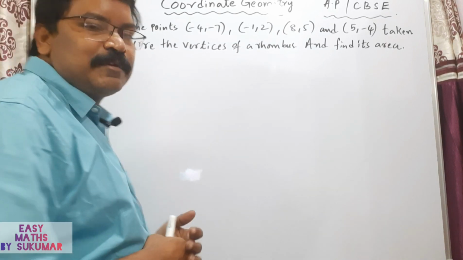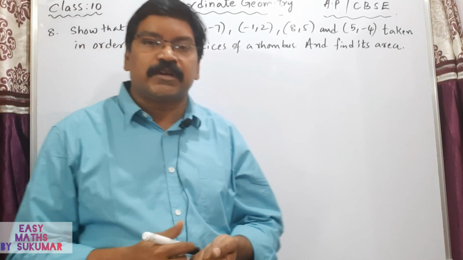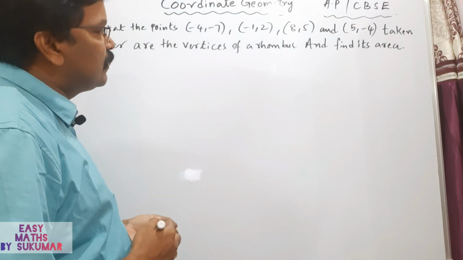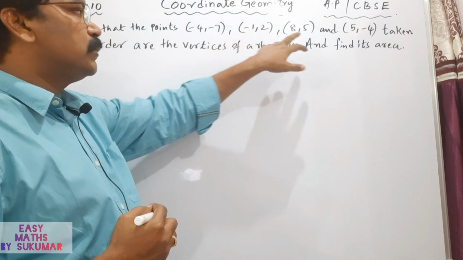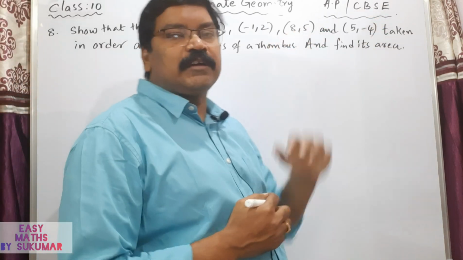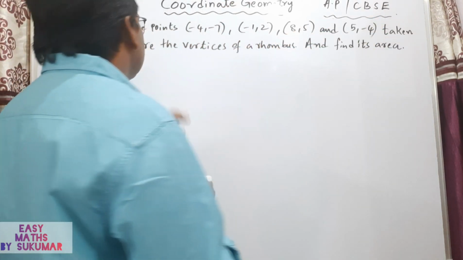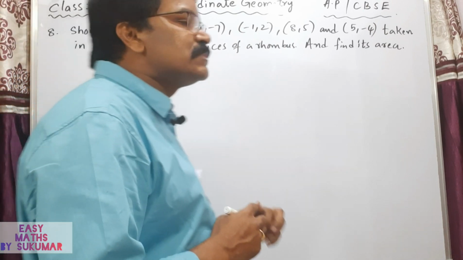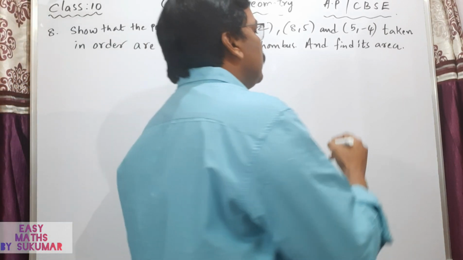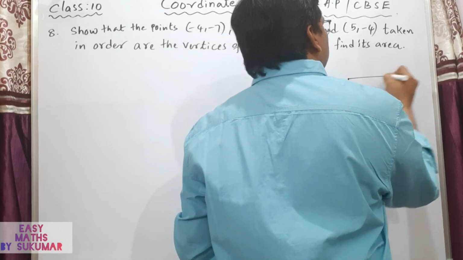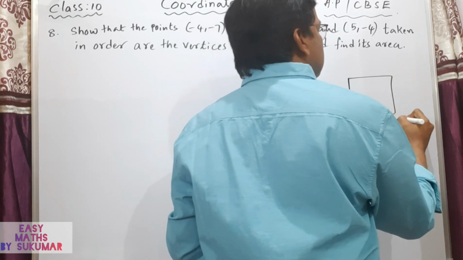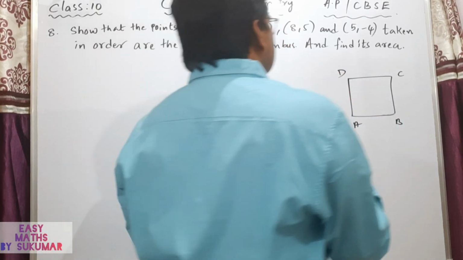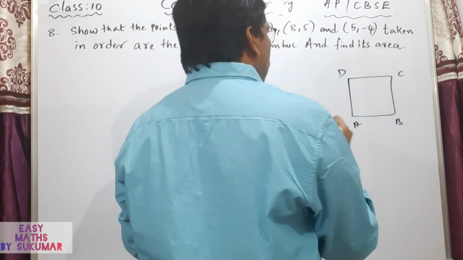Okay, coming to the 8th question in this exercise 7.1. Show that the points minus 4 comma minus 7, minus 1 comma 2, 8 comma 5 and 5 comma minus 4 taken in order are the vertices of a rhombus and find its area. Okay, let us draw a rhombus here. See, this is a rhombus. ABCD is a rhombus.